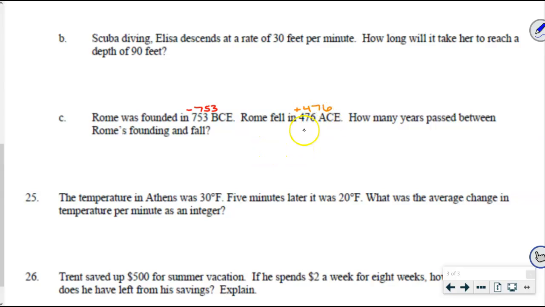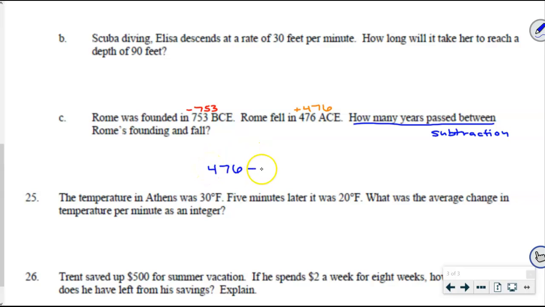How many years passed between Rome's founding and fall? This is like that first question. Make sure you know how to interpret it. How many years are between them? That means this is a subtraction problem. Okay?